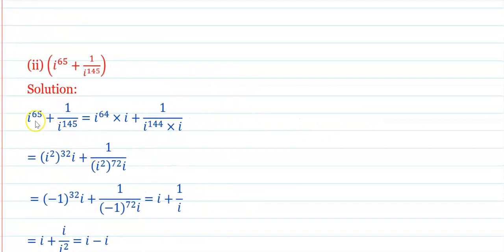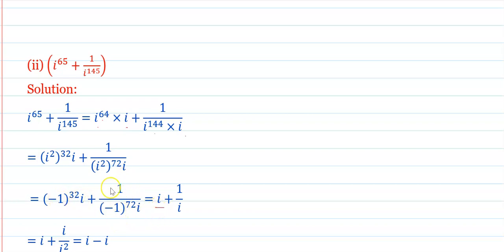Now the next, i^65 + 1 upon i^145. The i^65 can be written as i^64 into i, and 1 upon i^145 means what? i^144 into i. Then i^64 means what? (i^2)^32 into i plus 1 upon (i^2)^72 into i. i square is minus 1. Minus 1 raised to 32, it will become plus 1. Plus 1 into i, you will get i.